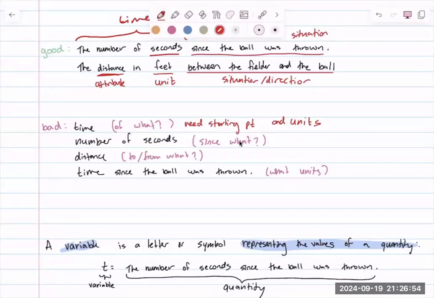So we have a unit here, and we have the attribute. We have time, but since what? We need a starting point. So we still need starting point.